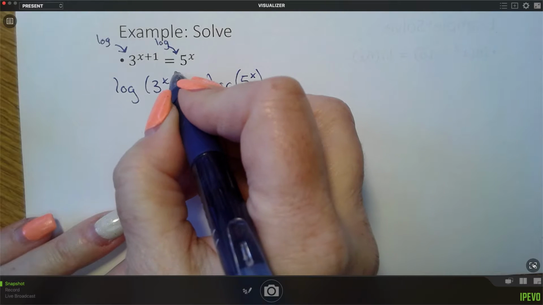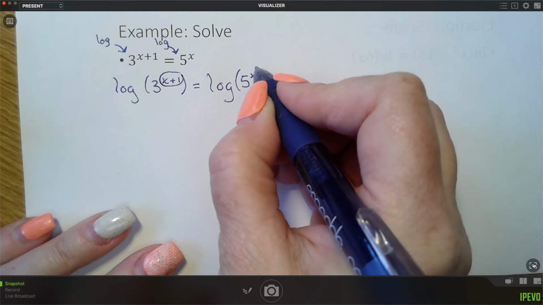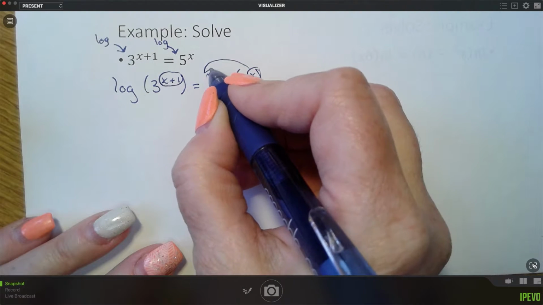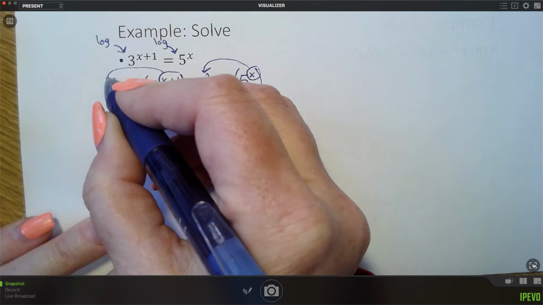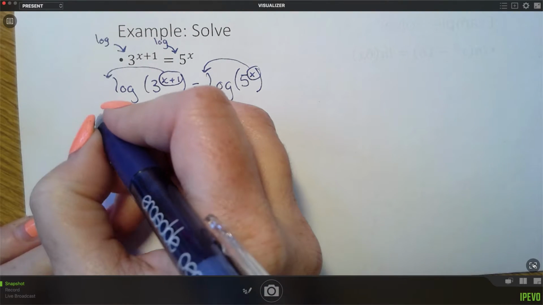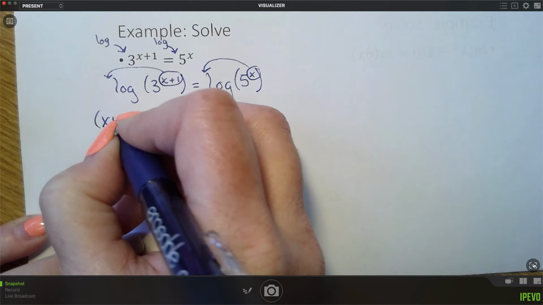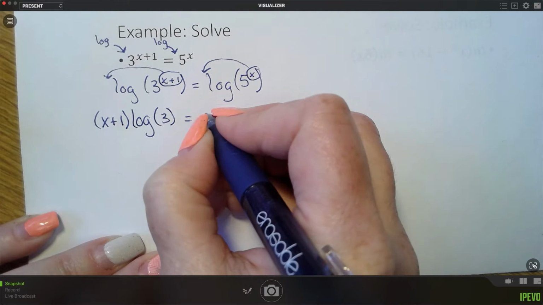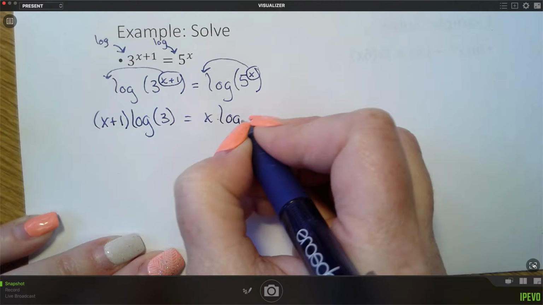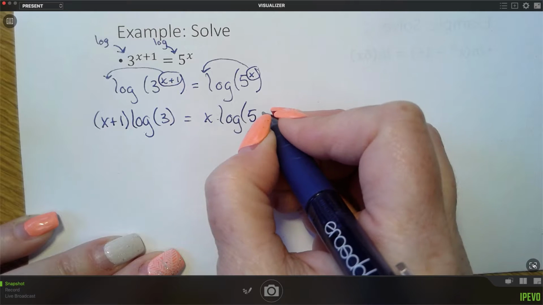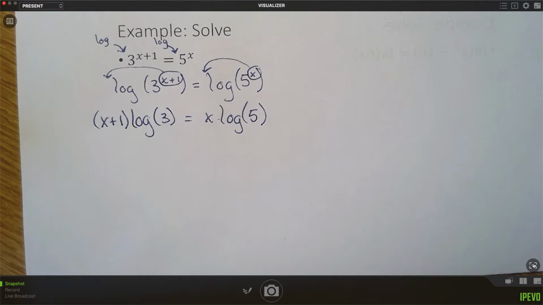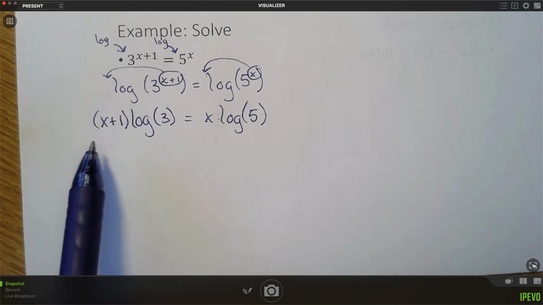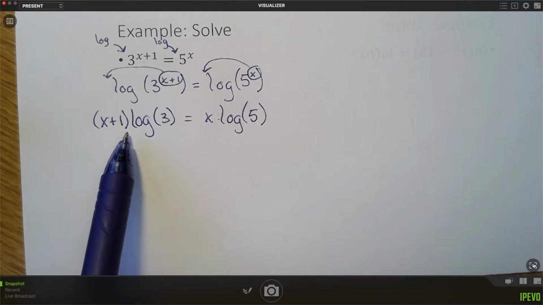So now what can I do with my exponents? Put them in front. So I have x plus 1 log of 3 equals x log of 5. Okay, so we got them out of the exponent. We're good there. But I've got to get into that quantity, and I can't get into that quantity until I do the multiplication, correct? Yeah.